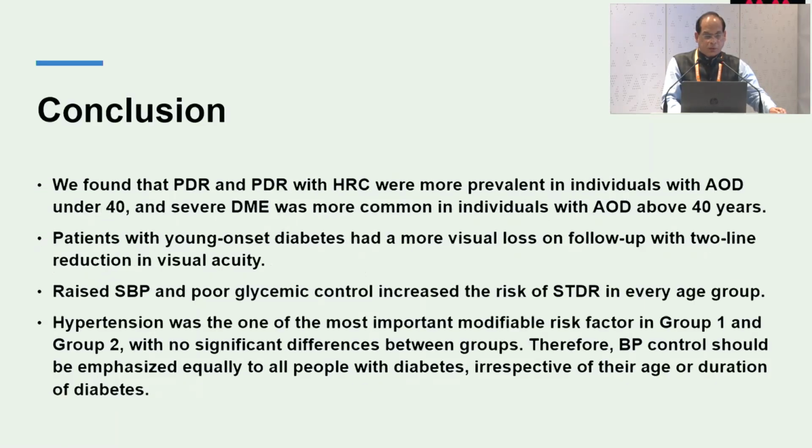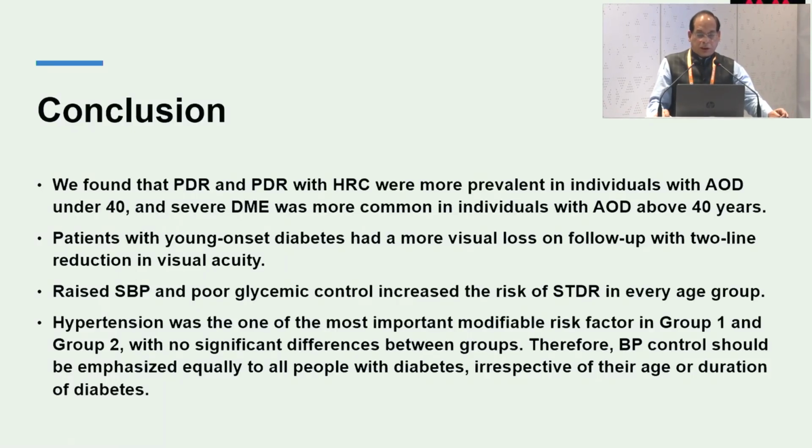To conclude, we find that PDR and PRP with high risk are more prevalent in individuals with age of onset under 40 years, and severe DME was more common in those with age of onset above 40 years. Patients with young onset diabetes have more severe visual loss on follow-up, with a 2-line reduction in visual acuity, and raised systolic blood pressure and poor glycemic control increase the risk of sight-threatening diabetic retinopathy.